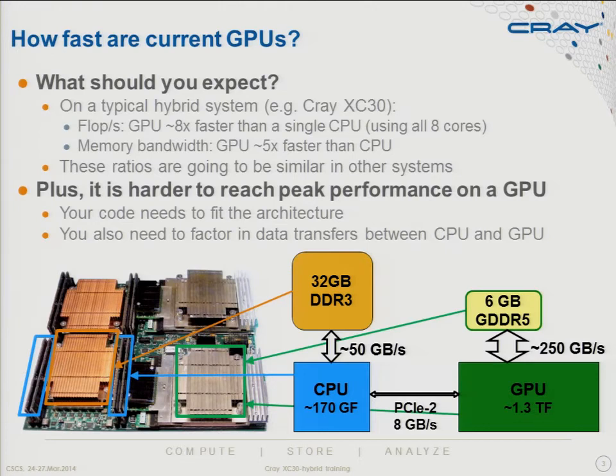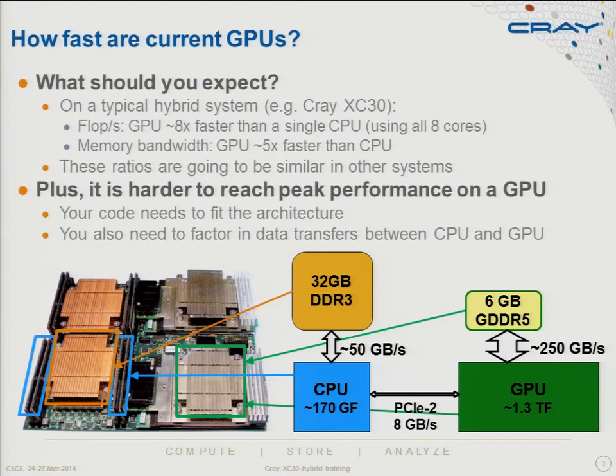So this is a picture of one of the little daughter cards that's in Daint. You've got 2 CPUs. They've got memory associated with them. You've got 2 GPUs. Each one of these is a node. The CPU, we've heard already, gives you about 170 gigaflops. It's got 32 gig of memory. You've got about 50 gigabytes a second of memory bandwidth.